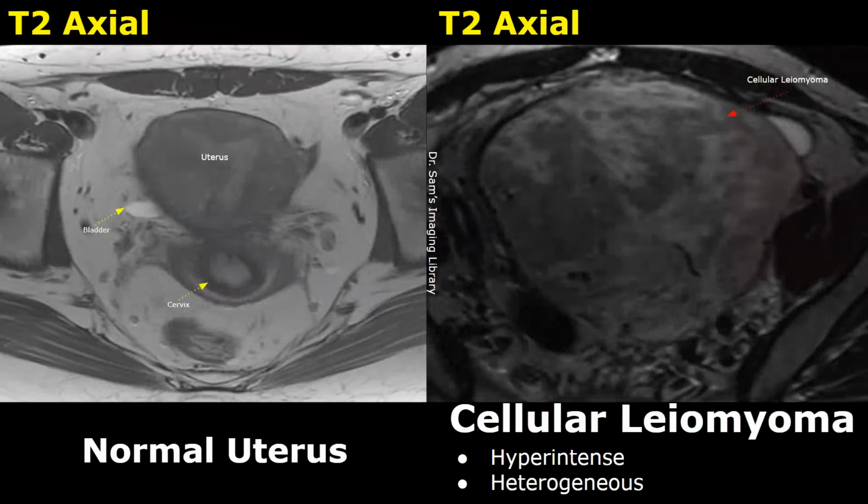Now we will see different variants of fibroids. One of them is a cellular leiomyoma. Usually a non-degenerated fibroid will appear hypointense on a T2 sequence, but this type of fibroid has a hyperintense and a heterogeneous appearance on T2 sequence.